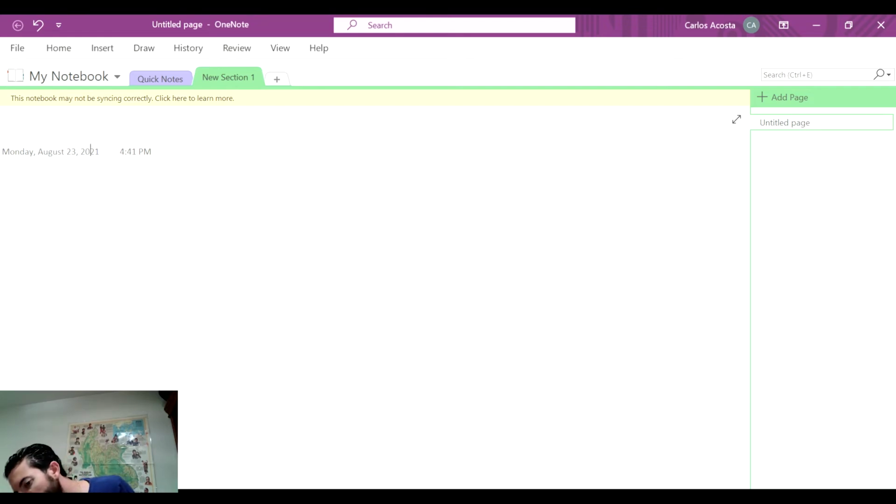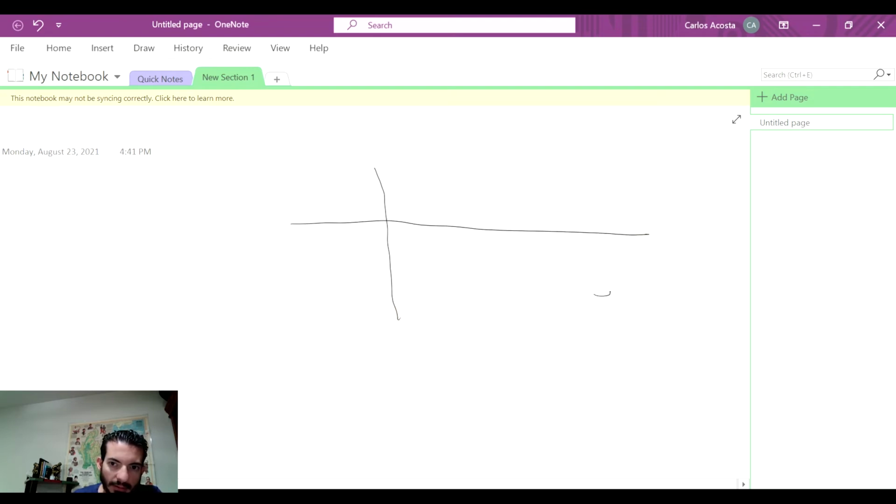And I'm gonna try to use the stylus here. Let's see if it works. Yes, it does work. Okay, excellent. So let's say we have time, and let's say power, which we'll talk about later.